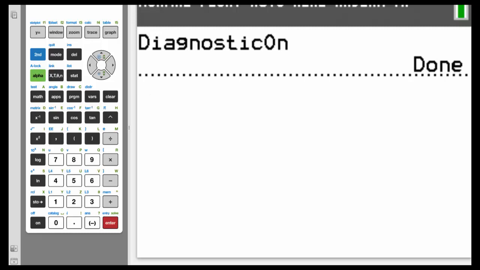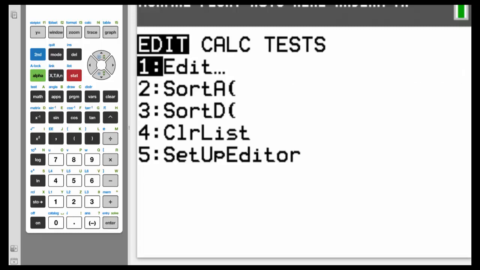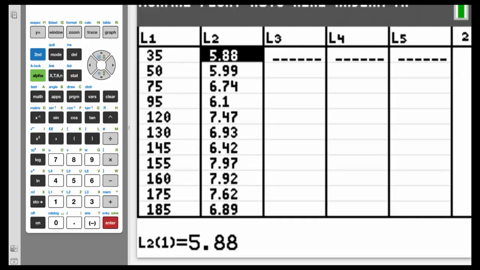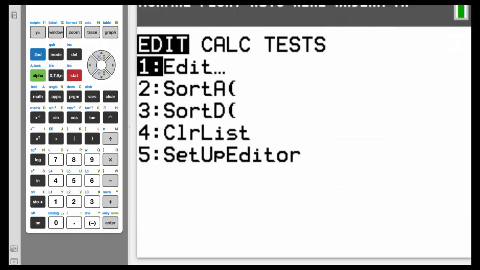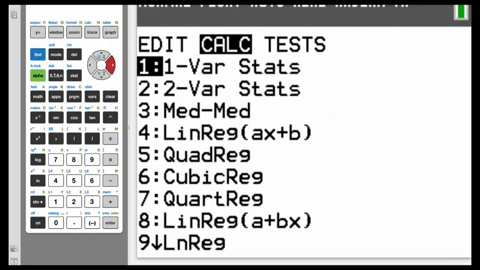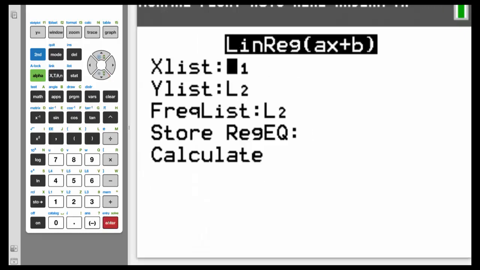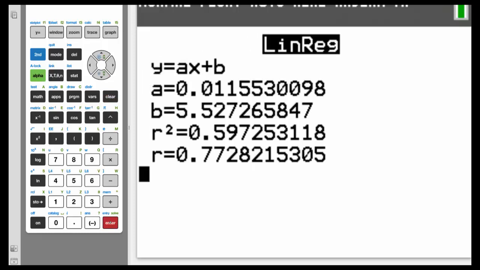Okay, now let's put the data values in the calculator. So hit Stat and Edit. I've already typed in the data values for L1 and L2, so make sure you do that. Once you've done that, hit Stat, highlight Calc, and we're going to go down to number 4, which is LinReg ax plus b. Hit Enter. X list is L1, the Y list is L2. There should be nothing for the frequency list, so I cleared that out. Go down and highlight Calculate, and hit Enter.